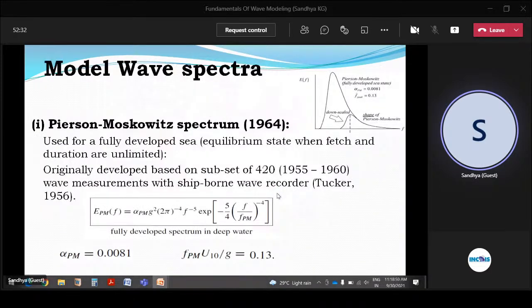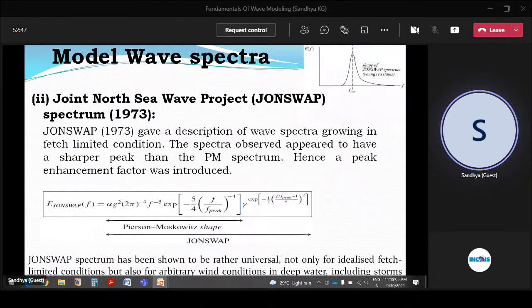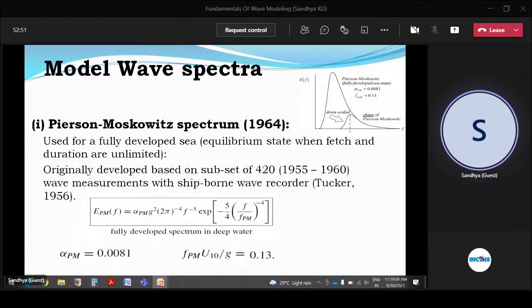Now I'll just introduce two model wave spectra. There is no need to go through these equations. Just for completeness, I have put the equations. These are two model spectra, this one and two. There are more spectra, like TMA, there are many more, but these two are referred to in many of the wave models. So I'll just introduce these two.